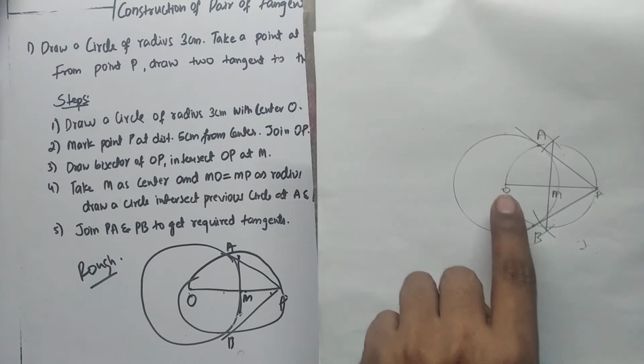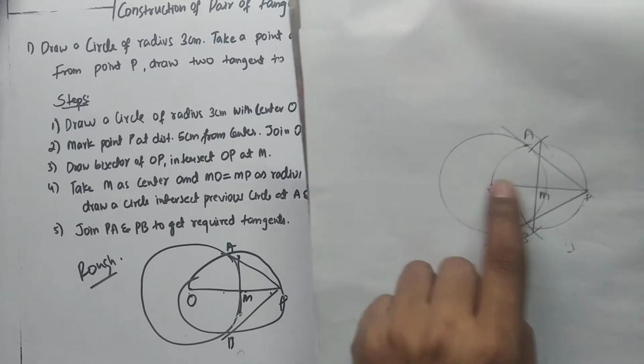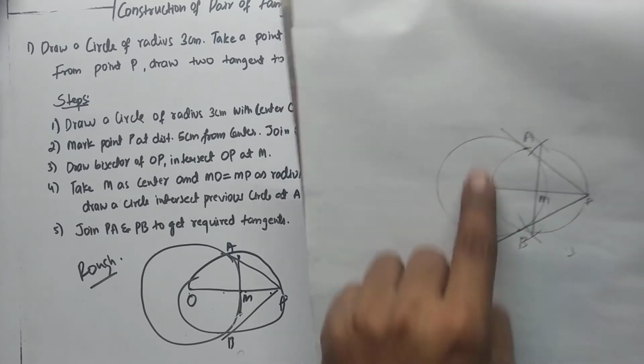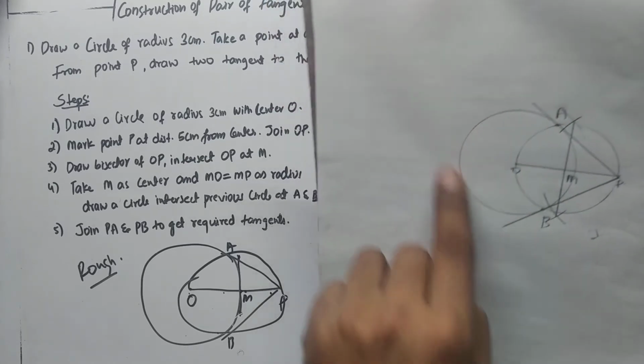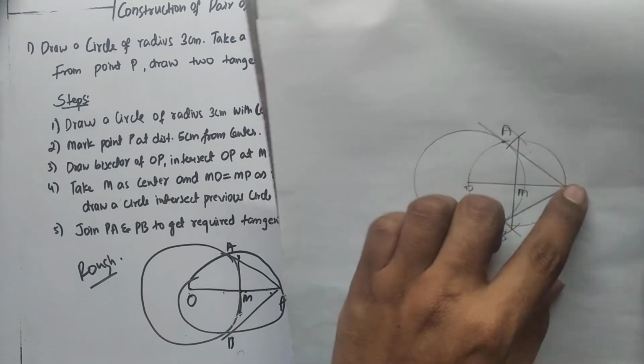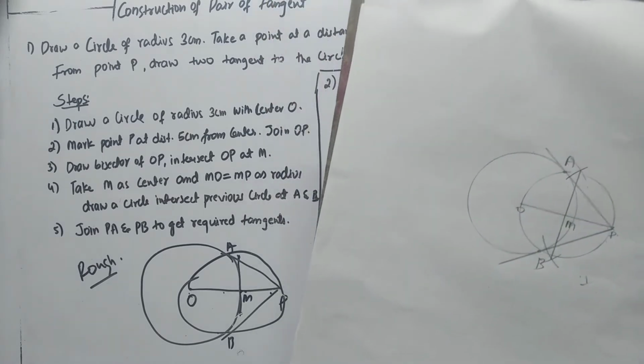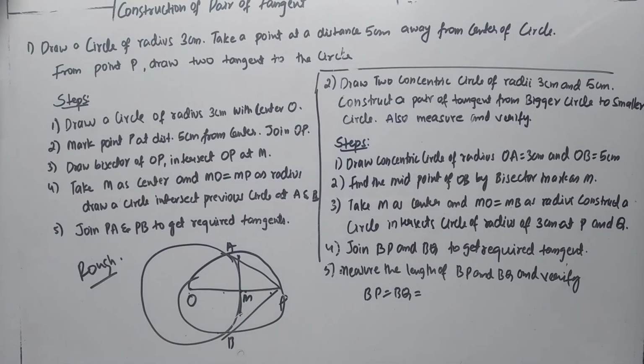Next draw the bisector of OP and mark the point as M. Next, with MO and MP as radius, you have to draw a circle. This circle will be intersecting the previous circle at 2 points A and B. So join PA and PB, that will be our required tangents. Okay, so now I have taken some other question.